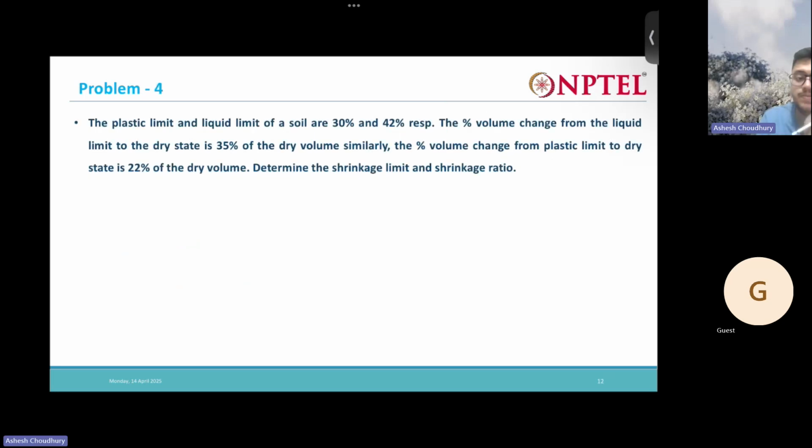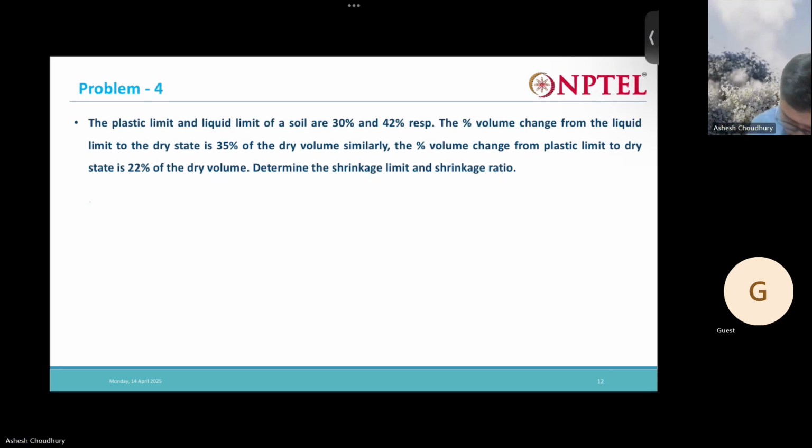Let's go to the next problem. The plastic and liquid limit of a soil are 30% and 42% respectively. The percentage volume change from liquid limit to dry state is 35% of the dry volume. Similarly, the percentage volume change from plastic limit to dry state is 25% of the dry volume. Determine the shrinkage limit and shrinkage ratio.